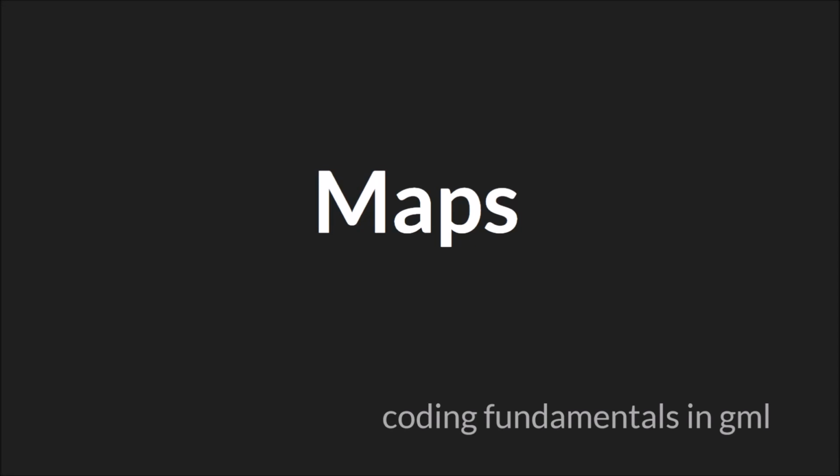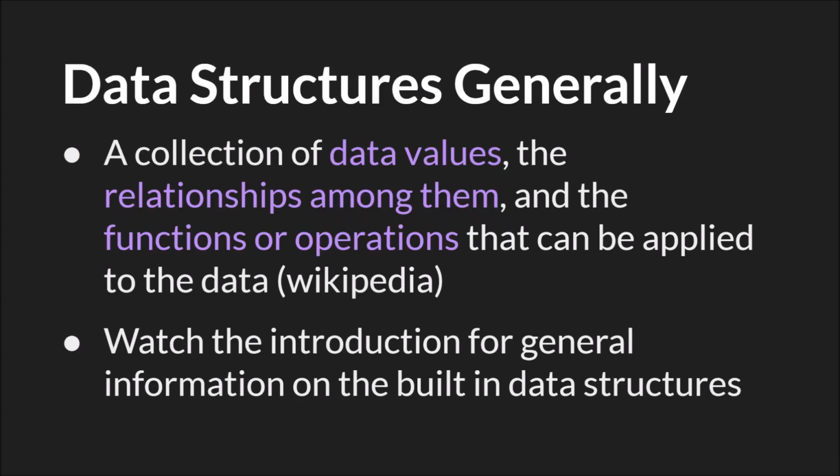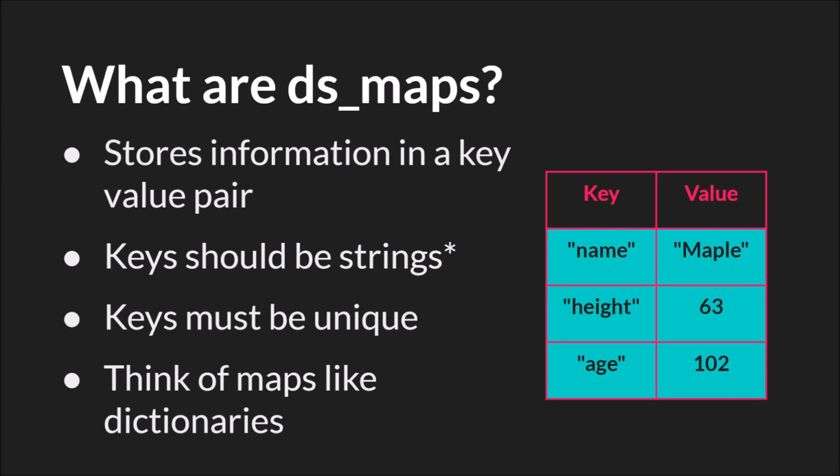In this tutorial, we'll be talking about maps. Maps are another one of GameMaker Studio 2's built-in data structures. Like all data structures, they're a collection of values, the relationships between those values, and the functions that allow you to interact with those values. You should watch the introduction to data structures for general information about how GameMaker Studio 2 handles the built-in data structures.